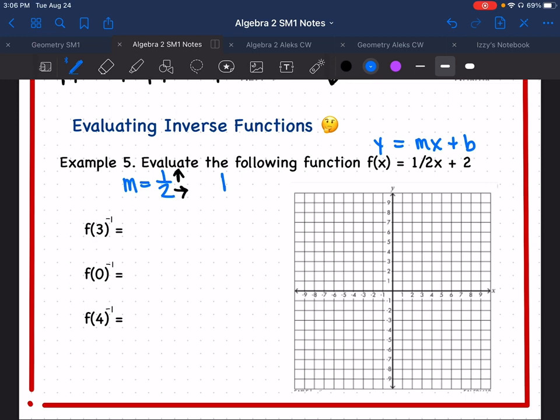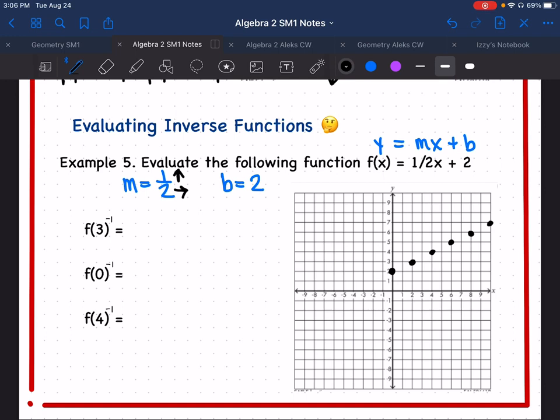And my b, my starting point, is going to be +2. So let's go ahead and start at +2 on the y-axis, and then let's move 1 up and 2 to the right, 1 up and 2 to the right, 1 up and 2 to the right, 1 up and 2 to the right. And I'm just going to simply do that till I run out of space. Now it's very important on this one that you do this until you run out of space.